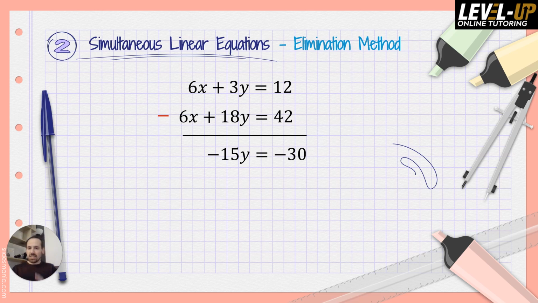So we get this, and you see this is a very simple equation in y. We can divide by minus 15, and we get y equals 2. And that's the tricky part, because now we can just go back to the original, or one of the original equations we had, like this one.